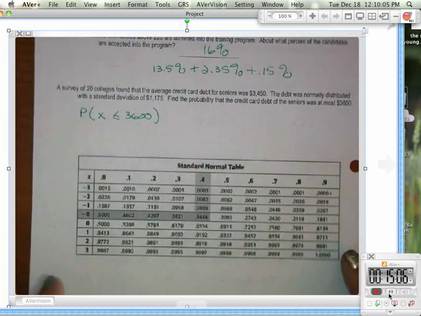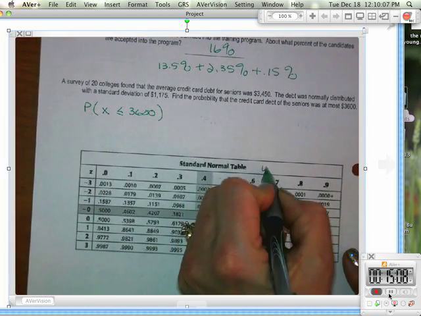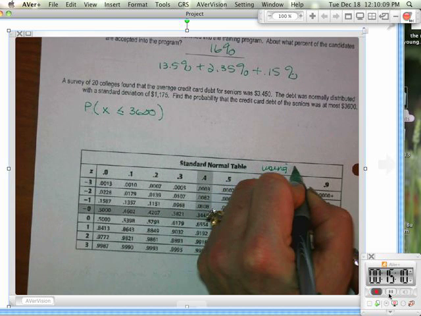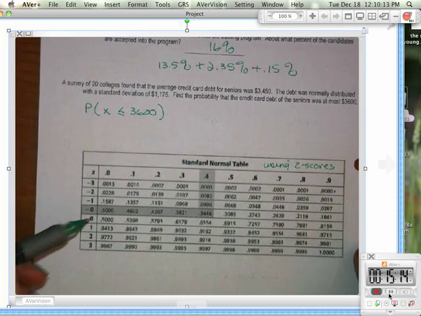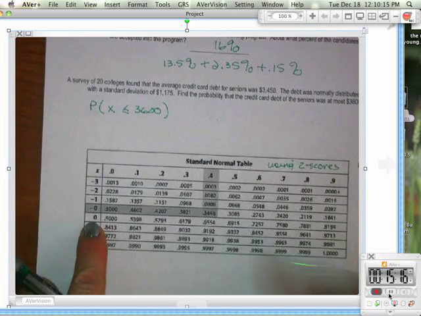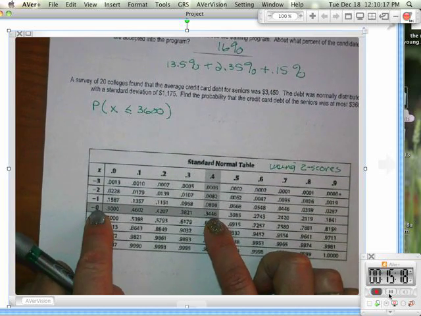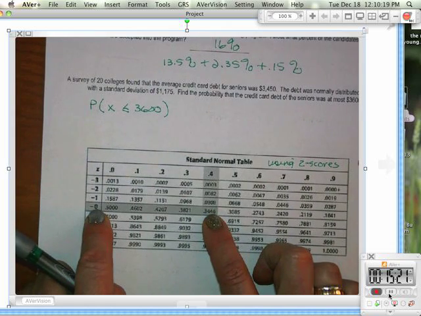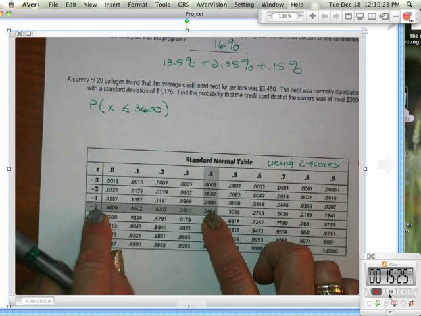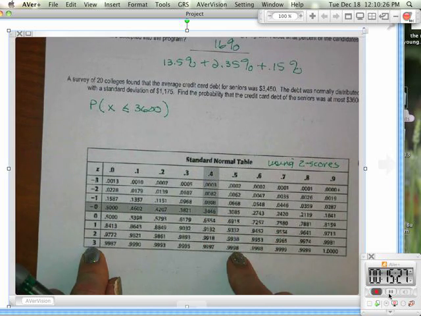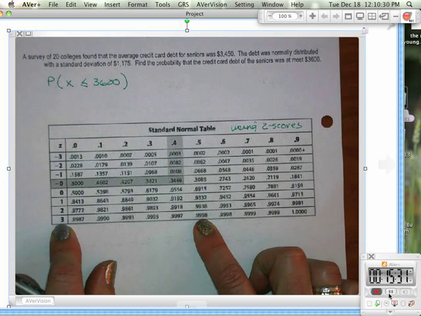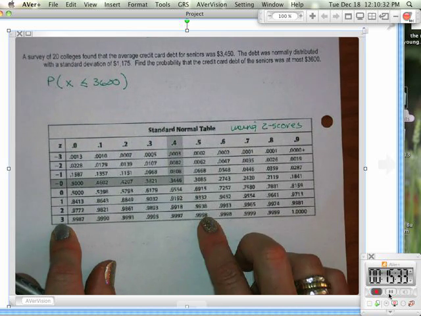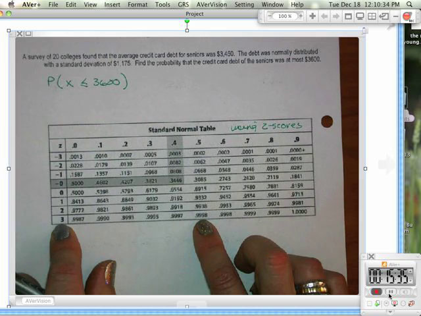And this standard normal table is what is using z-scores, which is what's on the outside here. So for example, right here would be a negative 0.4 z-score, which would be 0.4 deviations to the left of the mean. Here would be 3.5, which would be 3.5 deviations to the right of the mean. And that's kind of how that works. And that gives you the percentage chance of that happening.